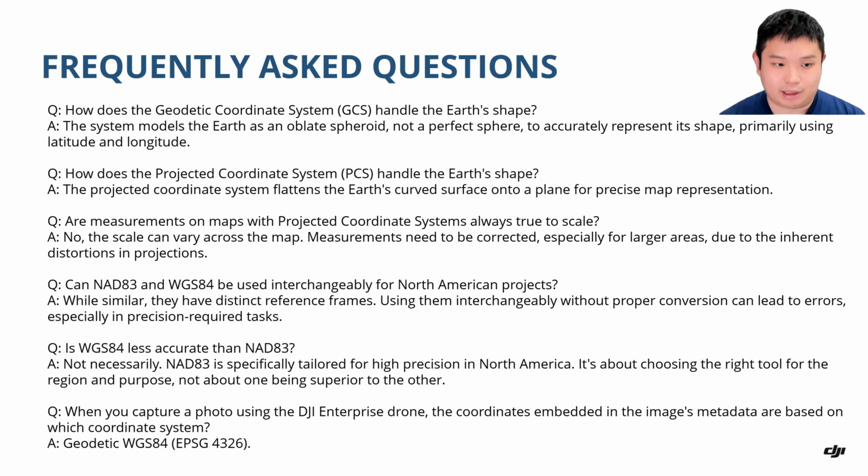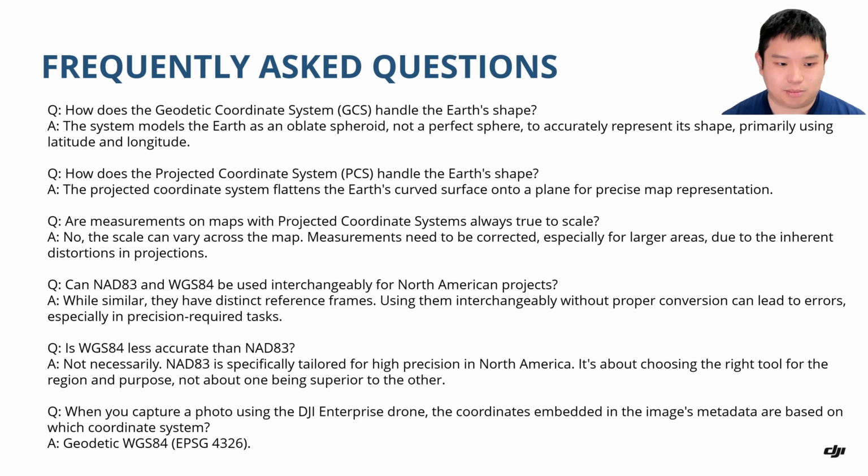Next question is, can NAD83 and WGS84 be used interchangeably for North American projects? The answer is no. Although you get very similar results from the two geodetic coordinate systems in terms of output, they are different reference frames after all. So when you're doing a precision-requiring task in your project, you need to properly transform your data into the desired coordinate system.